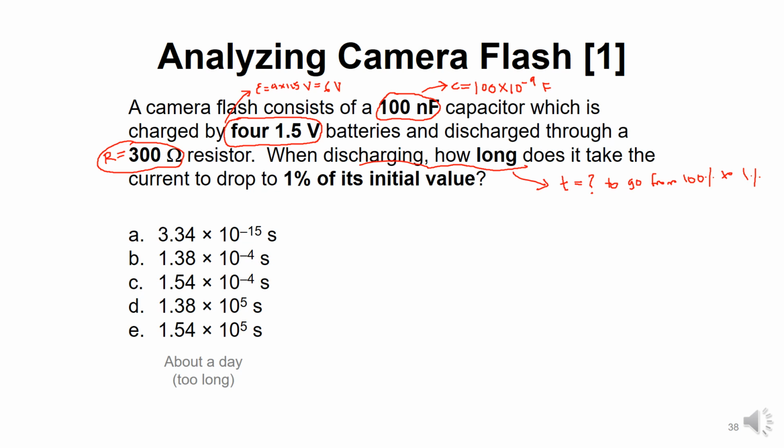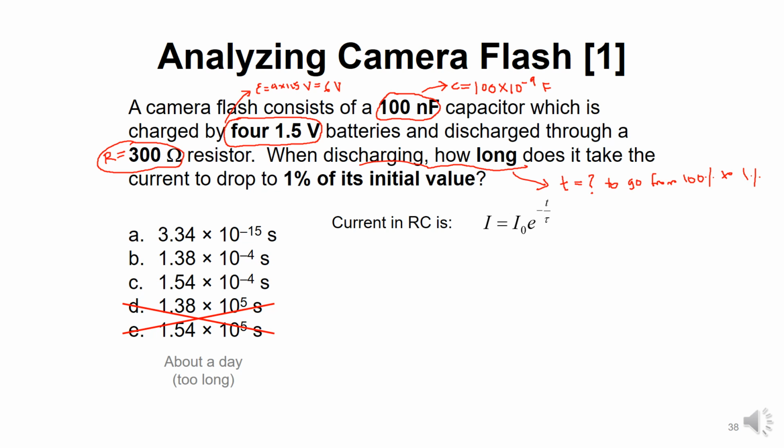Okay, so we can eliminate some of the options right away. So we are dealing with a camera flash, so we expect a really small amount of time. So options D and E are really big numbers. So we are looking at 10 to the power 5 seconds. And if you calculate, that will be about a day, more than 24 hours. So we can exclude options D and E. We can also exclude option A because it's really tiny, but for now, let's keep it.